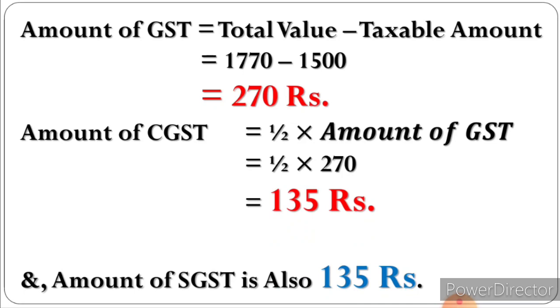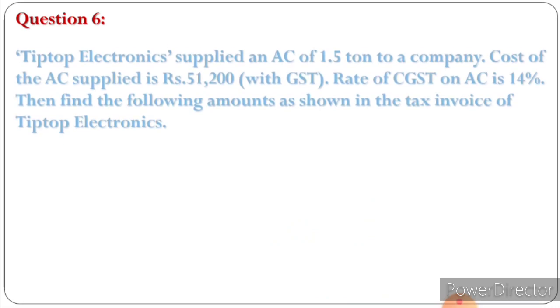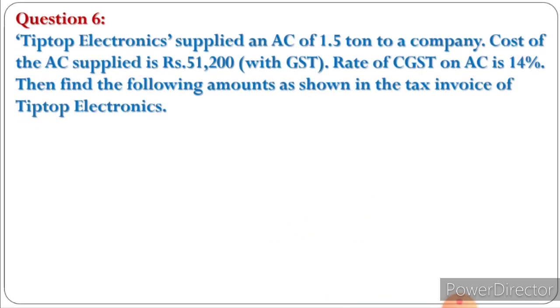So now shall we move to the next question of the practice set, that is question number 6. We'll see what the question is. Tip-Top Electronics supplied an AC of 1.5 ton to a company. Cost of AC supplied is 51,200 rupees with GST, which means it is the total value of that particular product. Rate of CGST on AC is 14%. You have to find the amounts as shown in the tax invoice of Tip-Top Electronics.